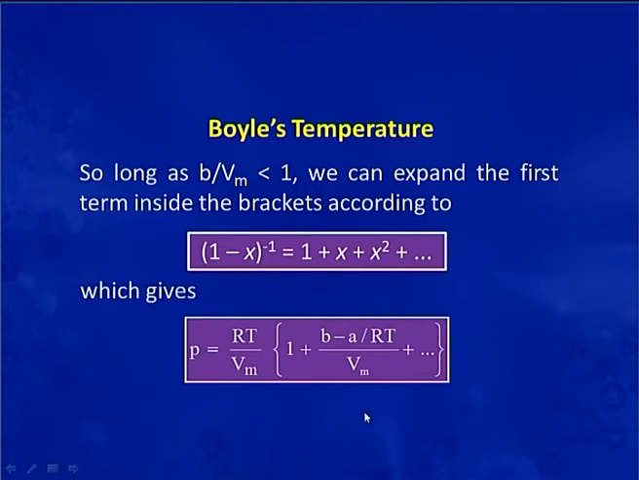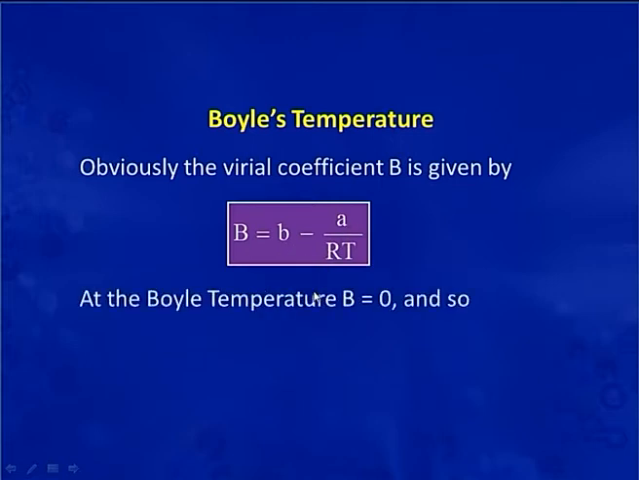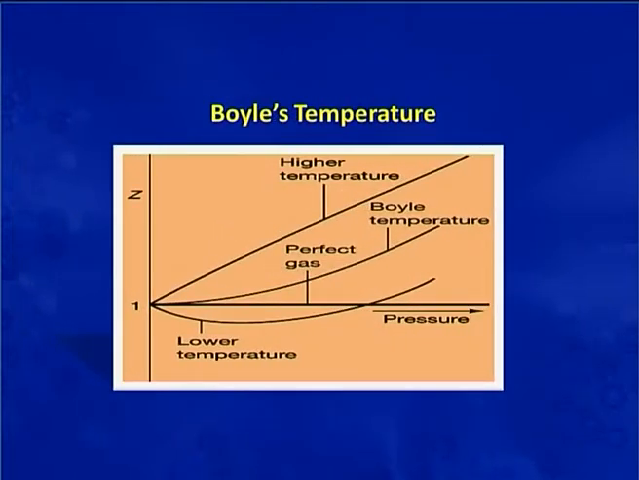So, when you solve this, obviously the virial coefficient B is given by capital B is equal to b minus a by RT. But at the Boyle's temperature, this virial coefficient B is 0. So, now b is equal to a by R TB here. From this you can calculate this value, this is Boyle's temperature. So, that is TB is equal to a by Rb, you will get the value of Boyle temperature here.